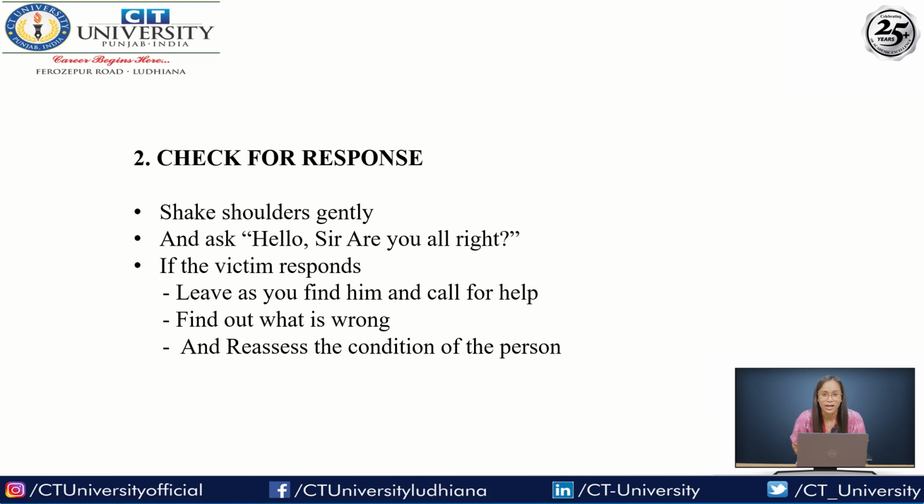Then, if the victim responds, leave him as you find him and call for help. Find out what is wrong, and then reassess the condition of the person. Checking the response is the most important thing before giving chest compressions.